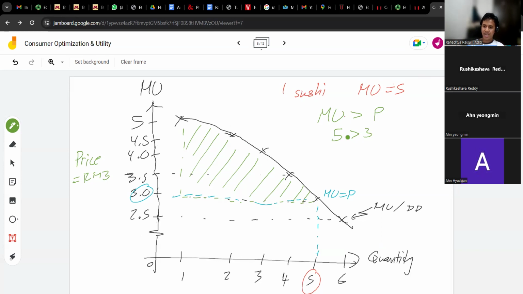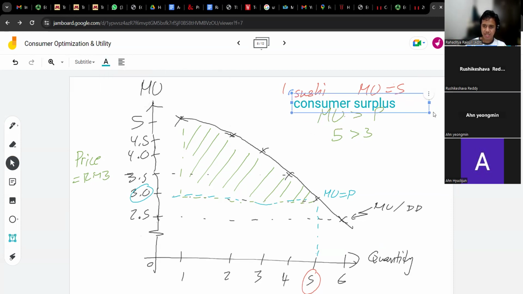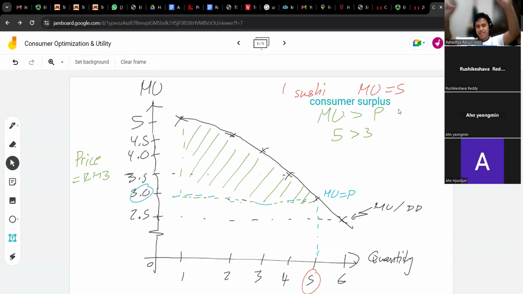So that's what we mean by a consumer surplus condition. So this is what we call a consumer surplus, where your marginal utility is greater than your price. Where I feel so happy that I think the value, the satisfaction the product gave me, was much more valuable than what I paid for it, in that sense.